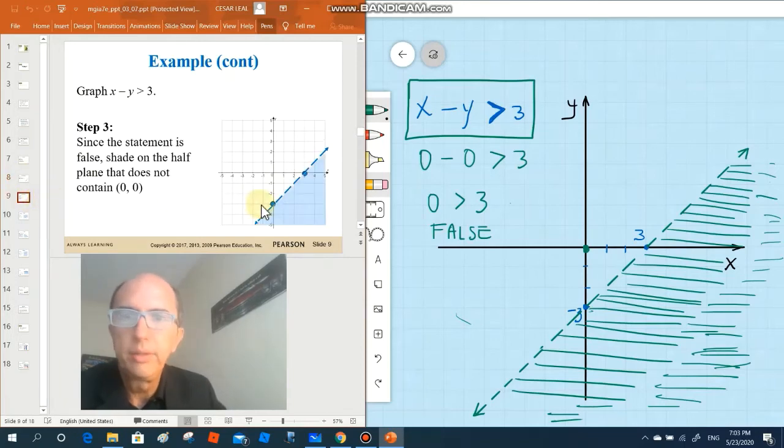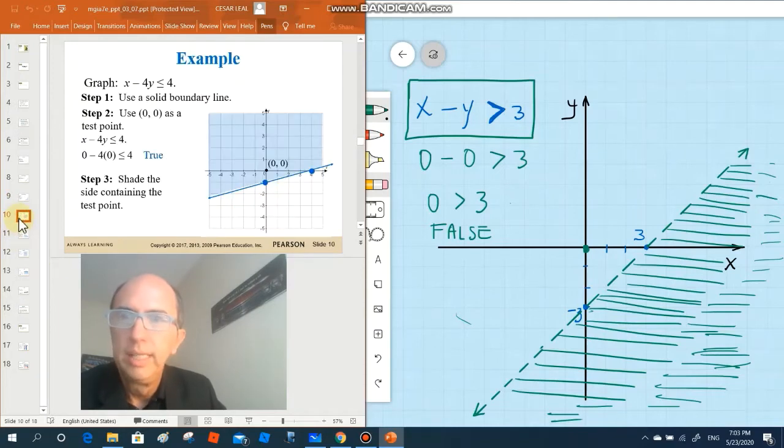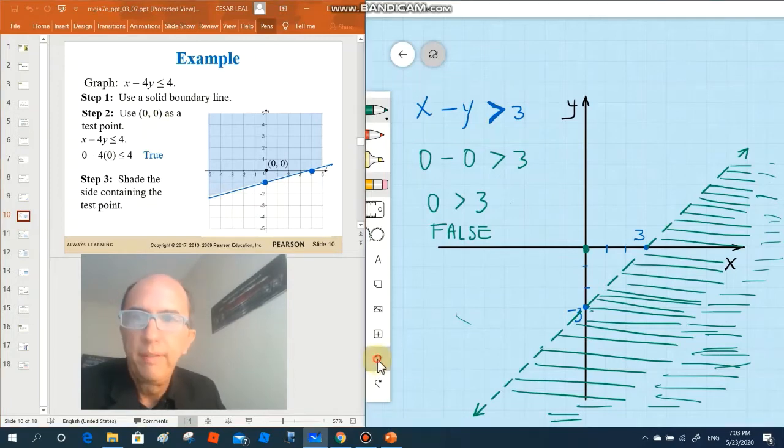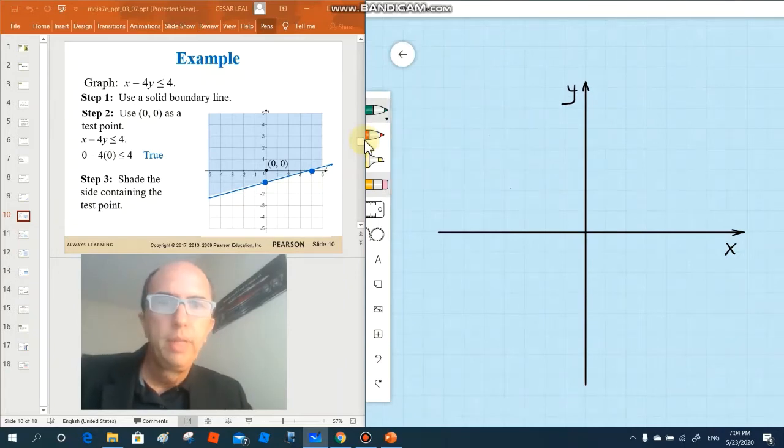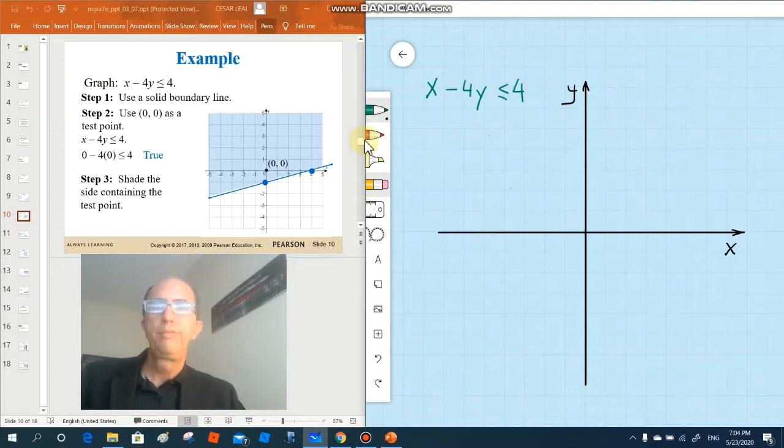And that's to check with the PowerPoint. Now another example. In this example, x minus 4y is less than or equal to 4.